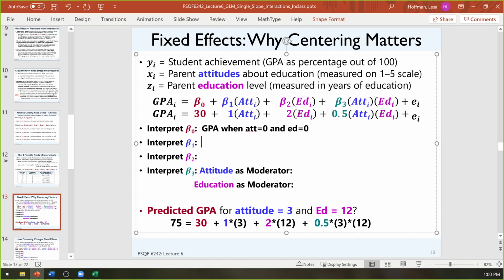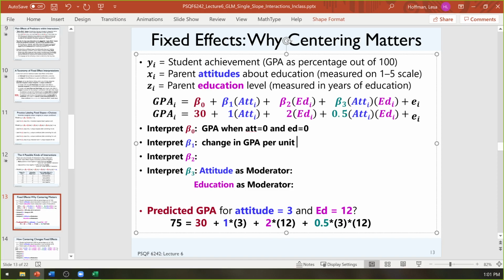So change in y, change in GPA per unit change in attitude, when education is held constant. When we are controlling for education. You are holding it constant or controlling for it anyway when both predictors are in the model. This is an extra layer of conditionality. And there's no interaction. In this case, it's when education is 0.